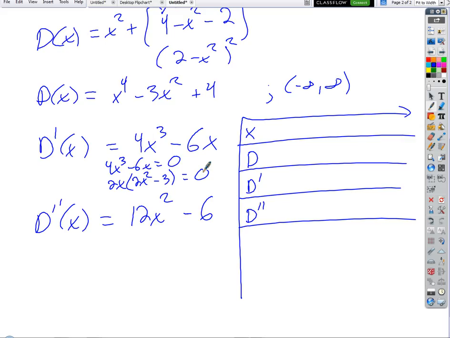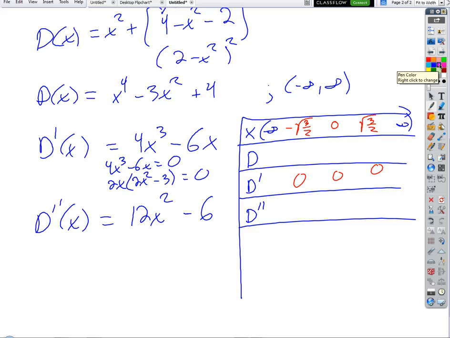Plus or minus the square root of 3 halves? Okay, so everybody see that? Our domain is infinite, and we get the critical numbers 0, square root of 3 halves, and minus square root of 3 halves, right? Those are zeros of the first derivative. So all I've got to do is look at the second derivative test for each of those.